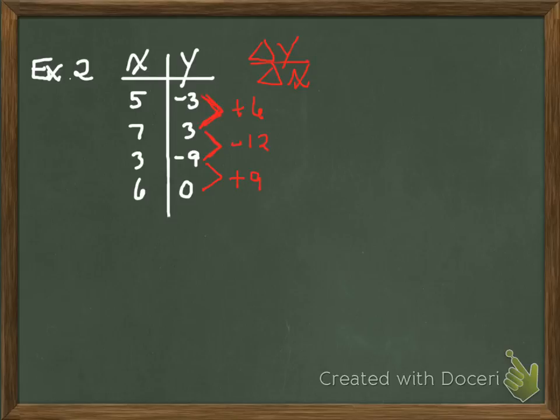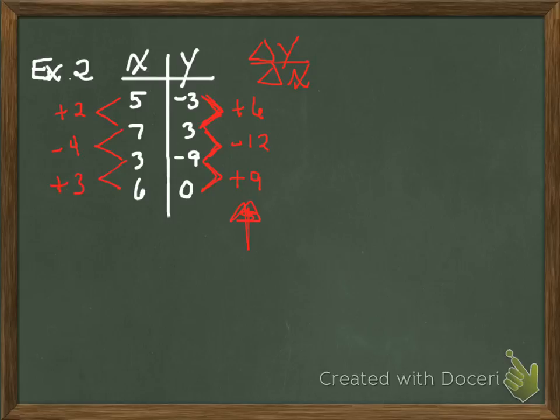You see how the y values are changing as I go down my table? This represents how they are changing. By 6, by -12, then by 9. Then I'm going to change gears and look at the left-hand side. The 5 to the 7 is increasing by 2. To go from a 7 to a 3, I'm decreasing by 4. To go from a 3 to a 6, I'm increasing by 3.